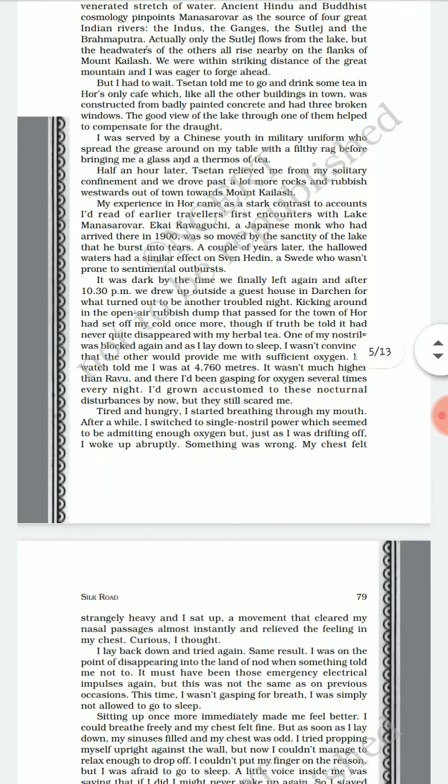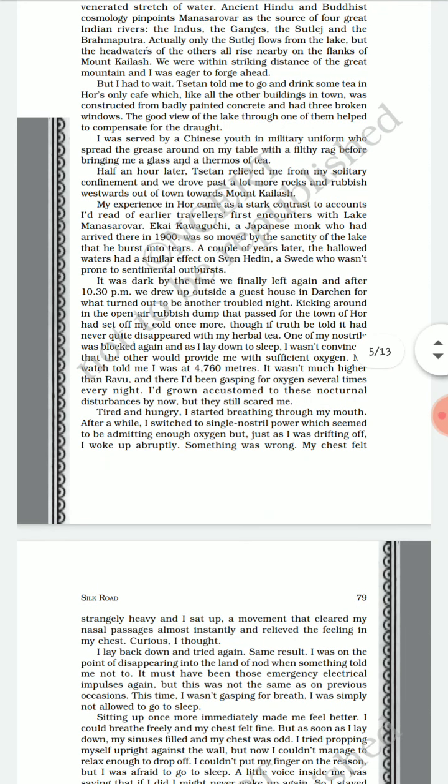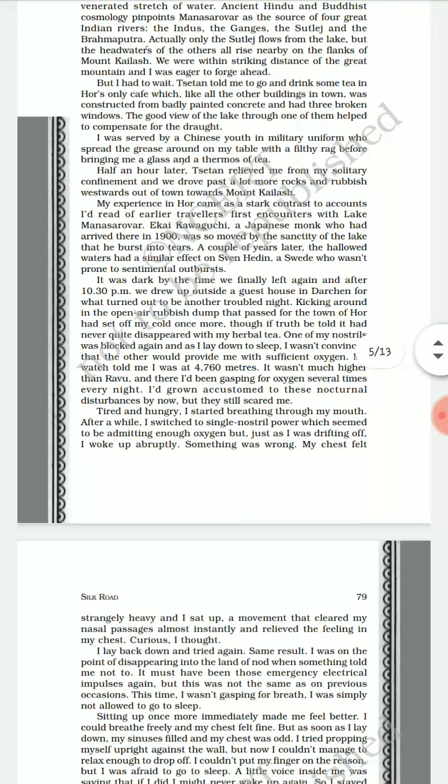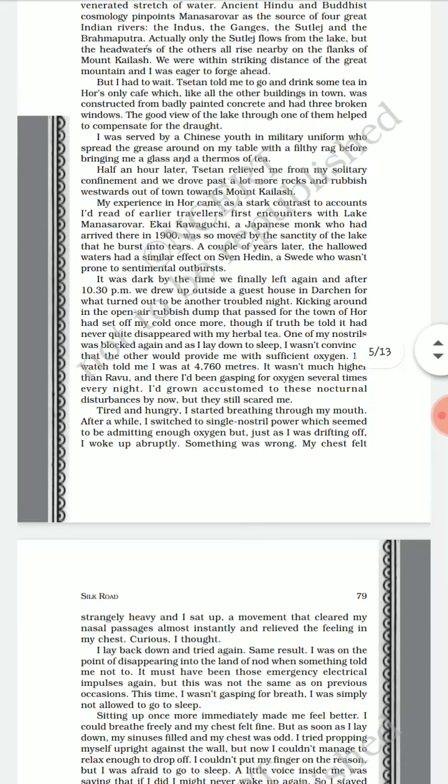Half an hour later, Shitan relieved me from my solitary confinement. Solitary confinement because the author was feeling lonely. And dear students, you will also get to know that he came not in the right season. It was off-season time. So off-season time means few people were there, and he was feeling very lonely because he couldn't communicate properly.